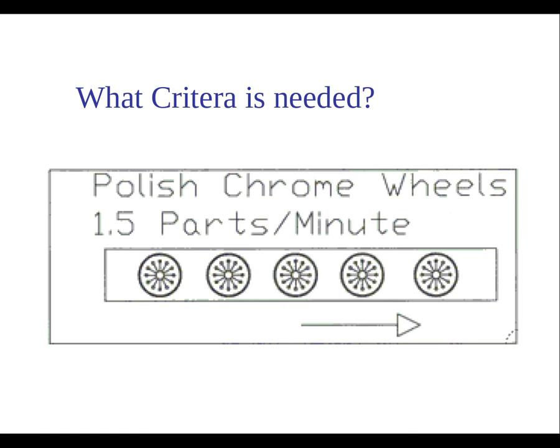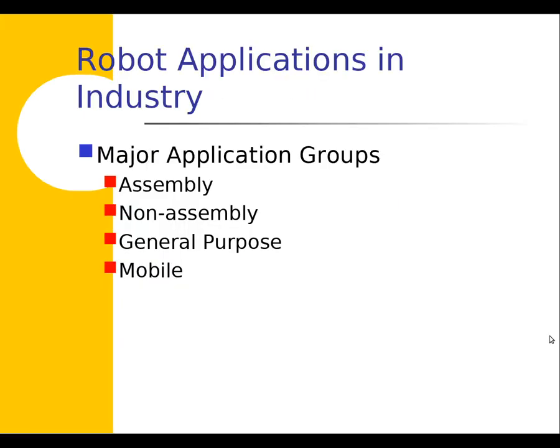You're trying to do 1.5 a minute. That's pretty fast, so speed might be an issue. Doesn't say anything about what the weight of them might be here. Payload might be an issue. All right, so again, these are just kind of some ideas here to at least get you thinking about what's important or what's not important. Okay, and so we just want to pick the 6 that are most important.